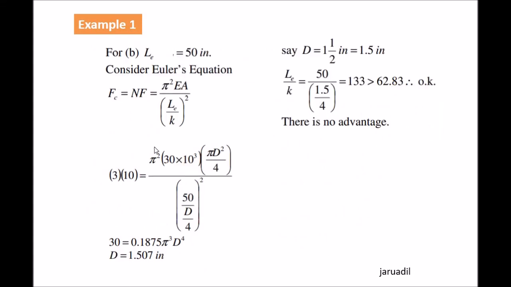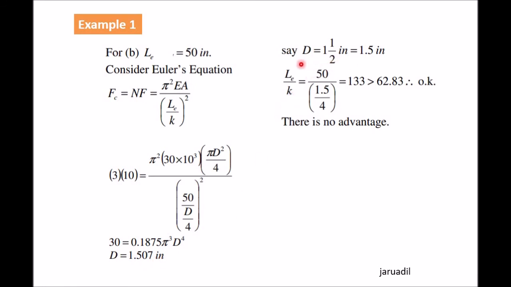So, if LE is equal to 50 inches naman, as in the case of B, first we have to try Euler's equation. So, again, Euler's equation is this one. So, we have to substitute this one, N, 3, factor of safety, F, 10 kips, E is equal to 30 times 10 raised to 3, K is I, area, cross-sectional area is pi d squared over 4, effective length, 50, and D over 4 is the value of K for circular cross-section. And solving for D, we have 1.507 inches.